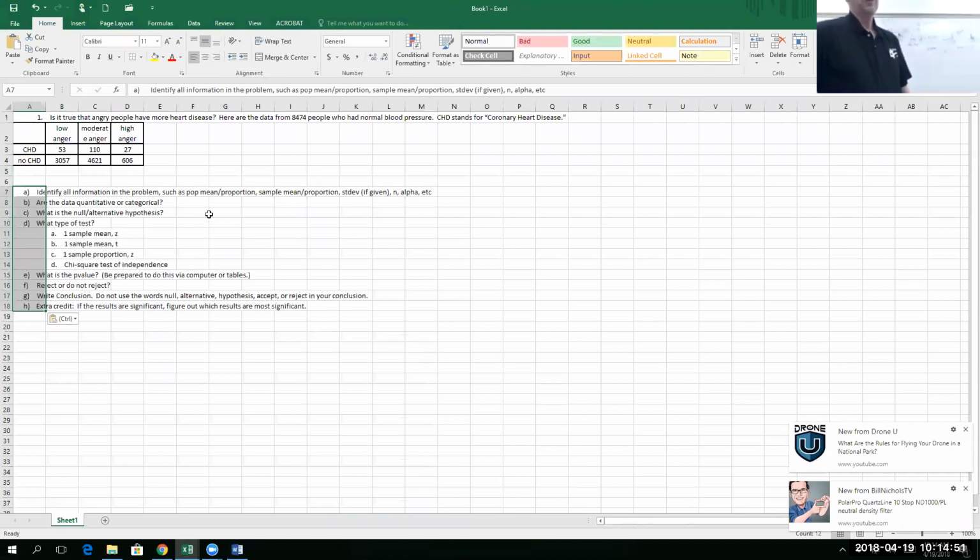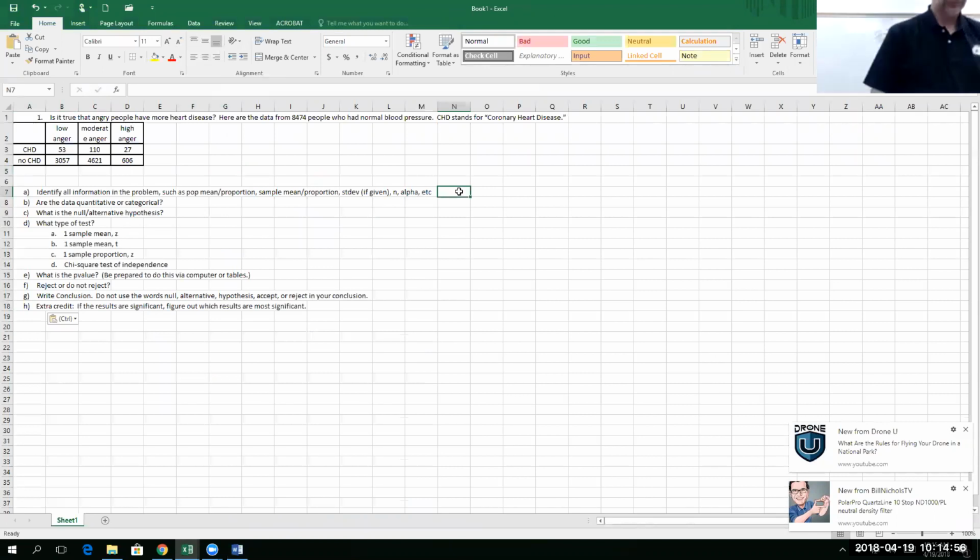Does part A really apply? Maybe we could apply our alpha. What's our alpha? Alpha equals 0.05.